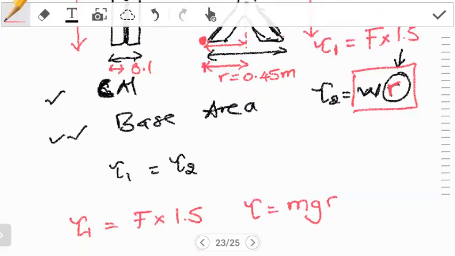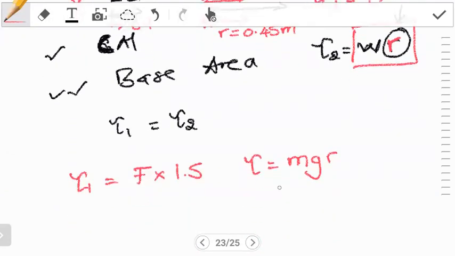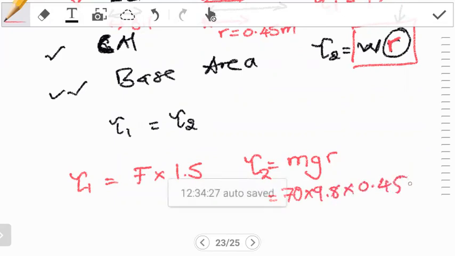So when calculating torque 2, the clockwise moments, what we have is the 70 kg multiplying the 9.8 by the increased radius, which is 0.45. Again, I'm leaving it to you guys to try out when the mass is the same as the 65 we had in the first case, so that you observe how the force will change.